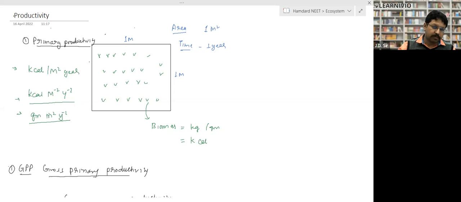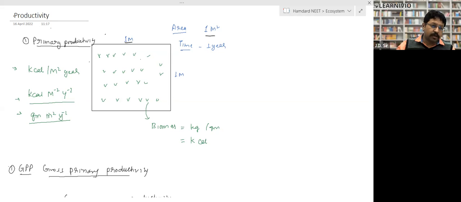1 meter square, that is 1 meter. This is 1 meter wide, right? And 1 meter long, right? So 1 meter square area. So area will be 1 meter square. Now the time span for counting the productivity will be 1 year, right? So we'll take 1 year time, right?